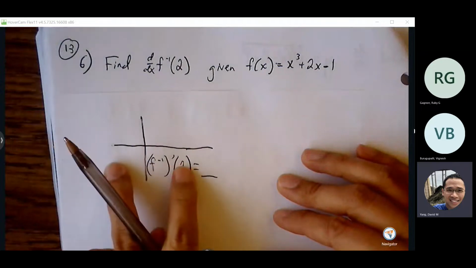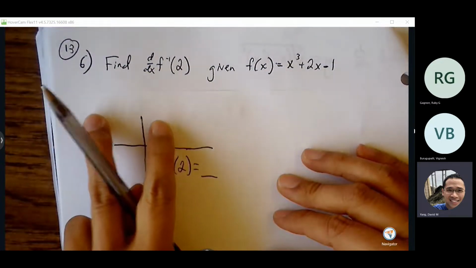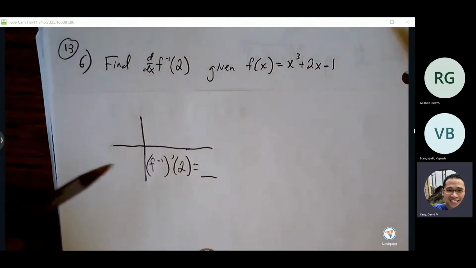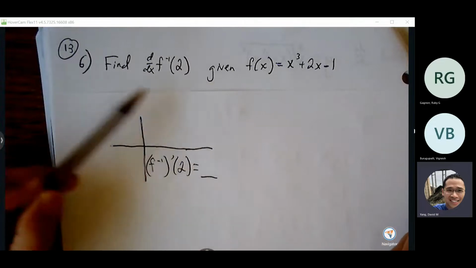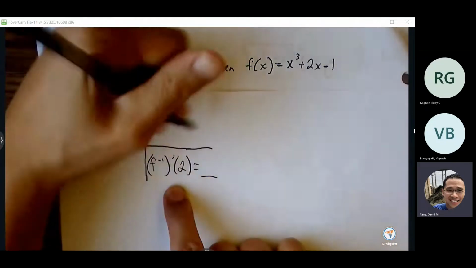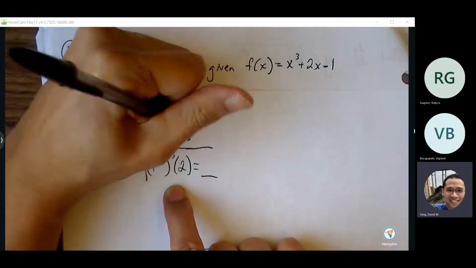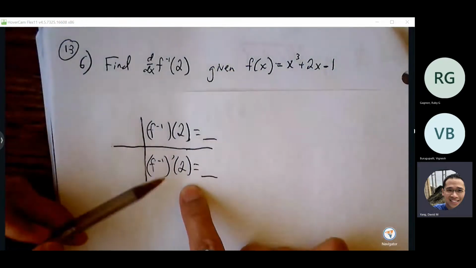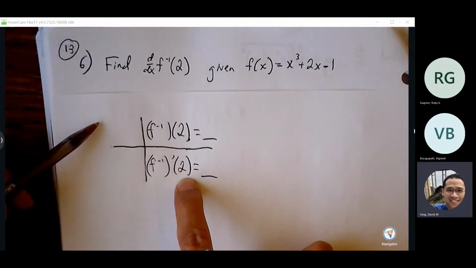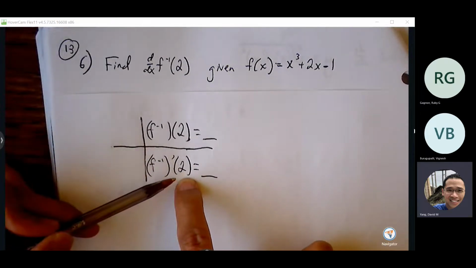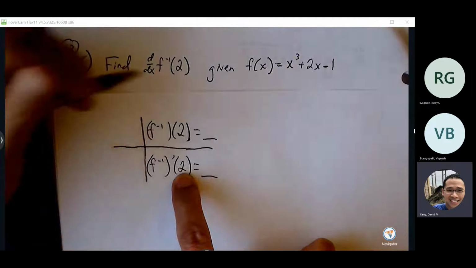Anything I put down here is slope related. Anything I put up here is ordered pair related. You don't have to use this chart. It just helps me organize my information. I know that my ordered pair on the inverse side of things is going to be 2, something. But I already know that since I'm using the original function to help me work through this process, this 2 is really the y value.